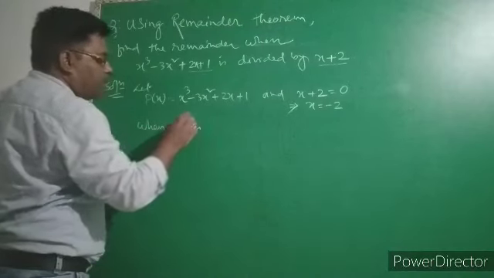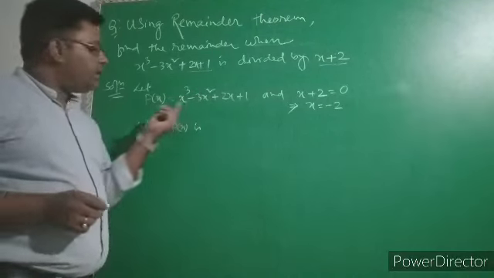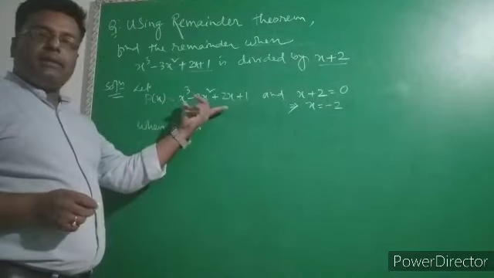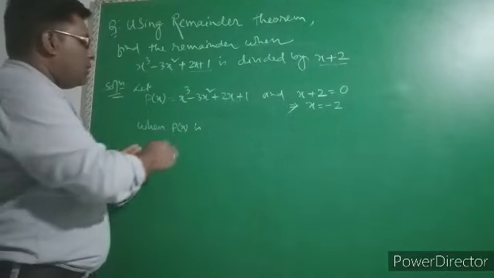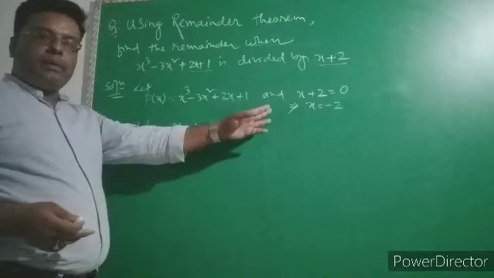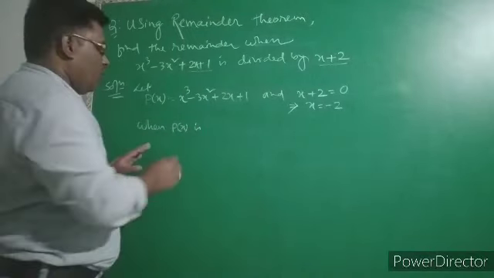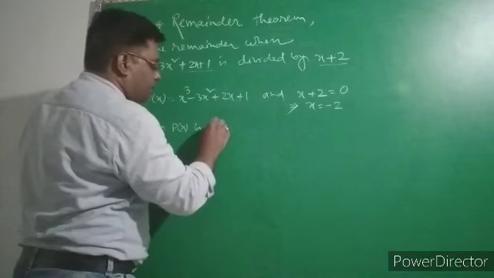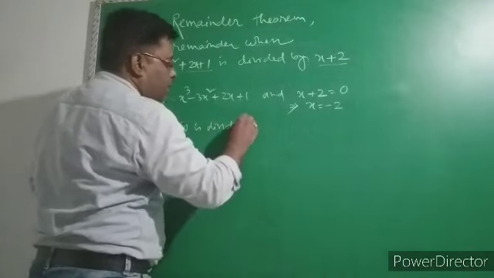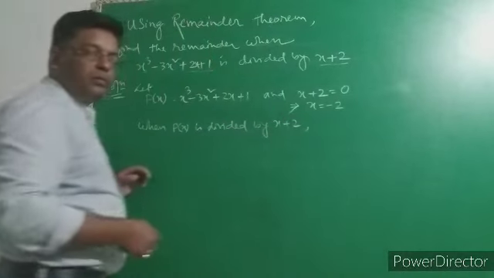Now we have to write, when p(x) is, no need to write the whole polynomial, just write p(x). p(x) means this, or you can also write when x cube minus 3x square plus 2x plus 1 is divided by x plus 2, or the same, when p(x) is divided by x plus 2.